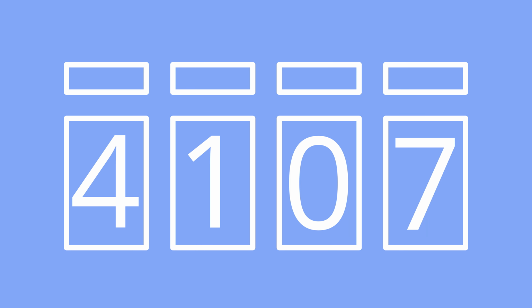Let's take for example the number 4107. Digit 7 occupies the position of ones. Digit 0 occupies the position of tens. Digit 1 occupies the position of hundreds, and digit 4 occupies the position of thousands.